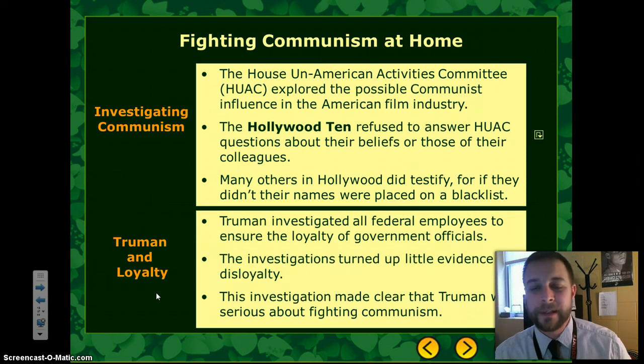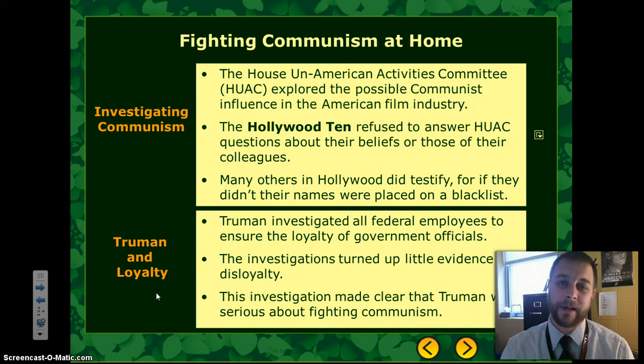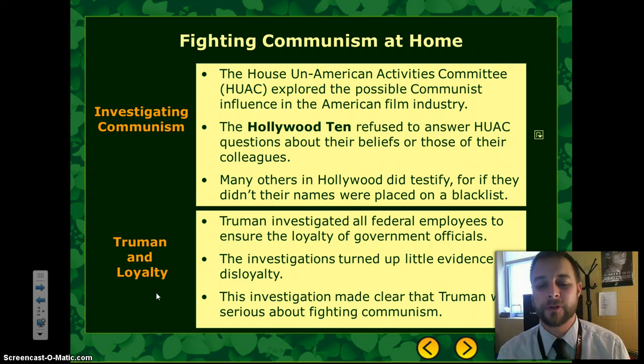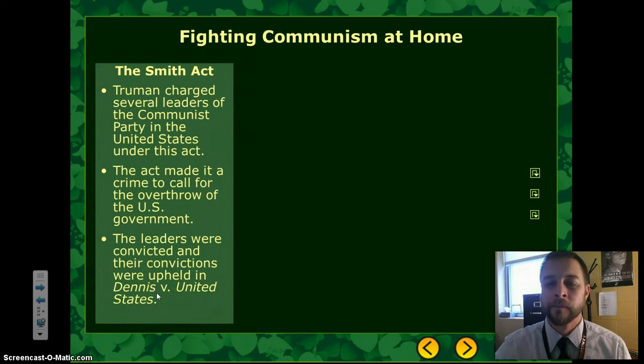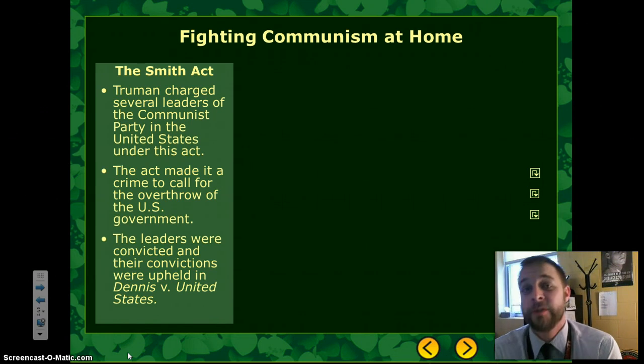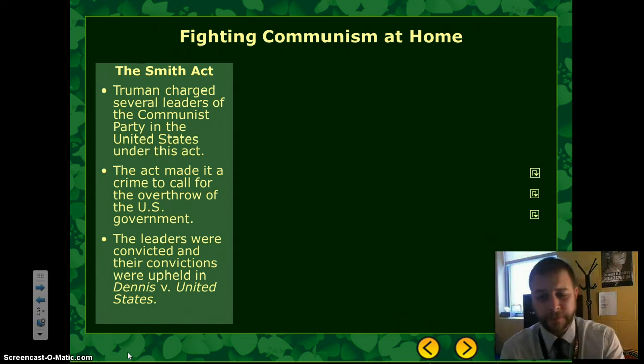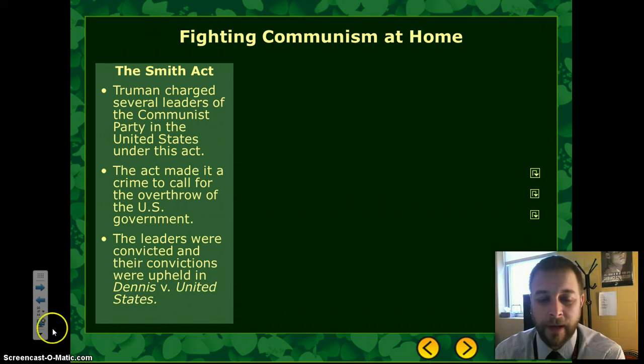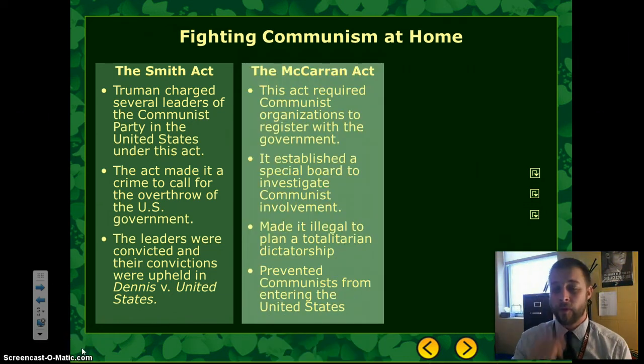Truman investigated employees. The investigation turned up little evidence, but it did show that Truman was serious about fighting communism. All right, the Smith Act. The Smith Act allowed the government to arrest and try people for calling for the overthrow of the U.S. government. And Truman actually uses this act to arrest many leaders, and they were convicted, and their convictions were upheld by the Supreme Court in Dennis versus the United States. So the Smith Act was one piece of legislation.